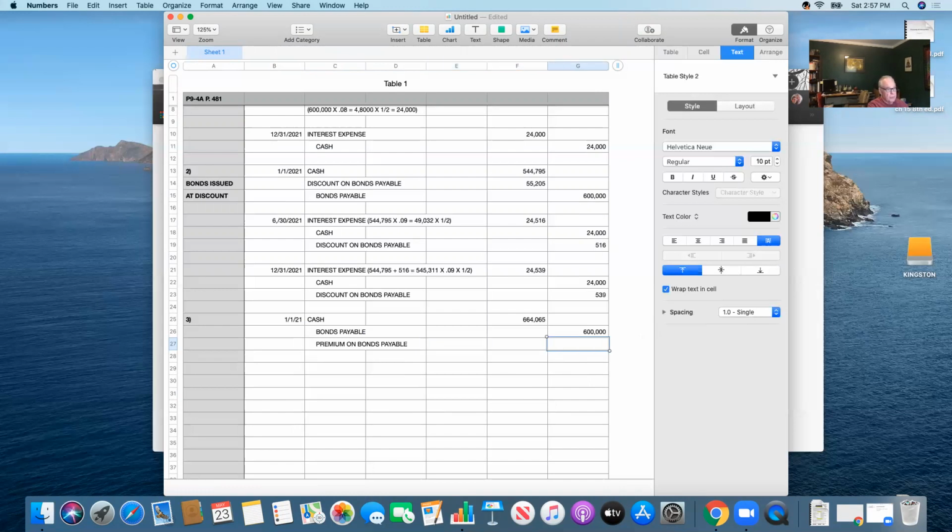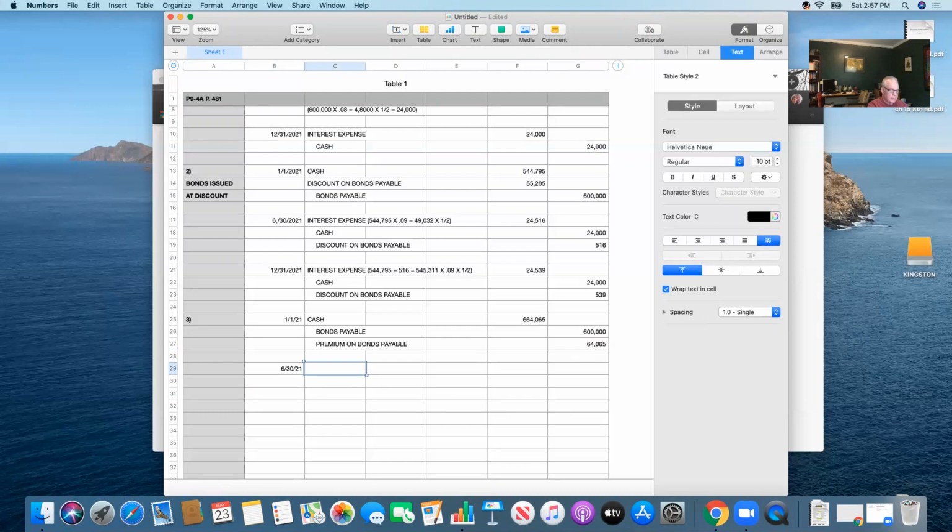Right, and what's the difference? 664,065 minus 600,000 is 64,065. So we sold the bonds for 664, and 20 years from now we have to pay back 600. That extra $64,000 is going to be used to reduce interest expense. Okay.